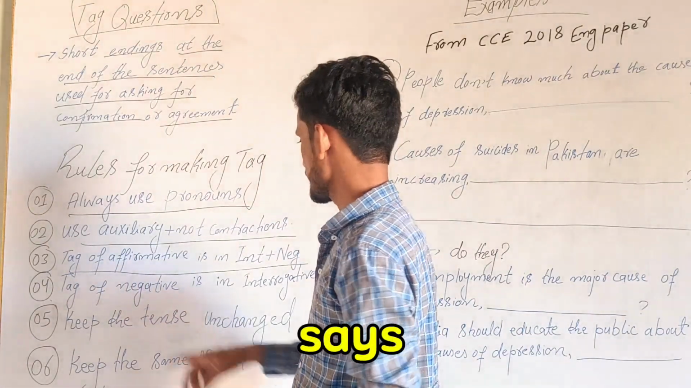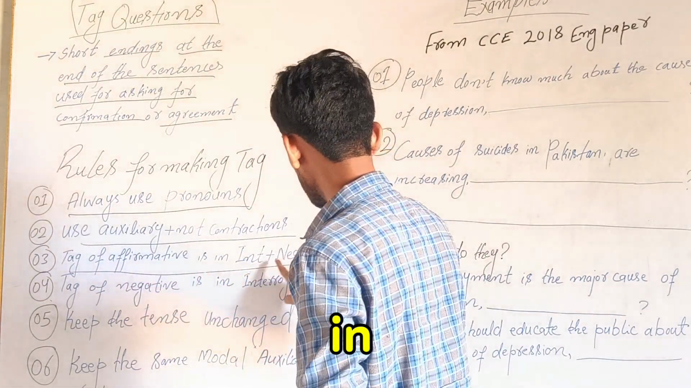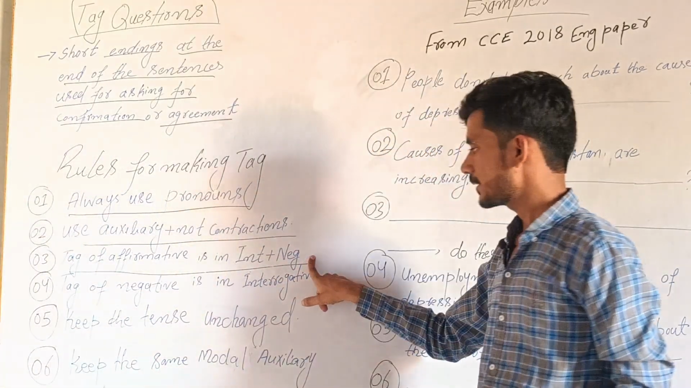The rule number 3 says the tag of affirmative is interrogative plus negative.